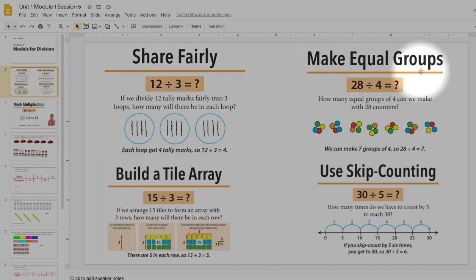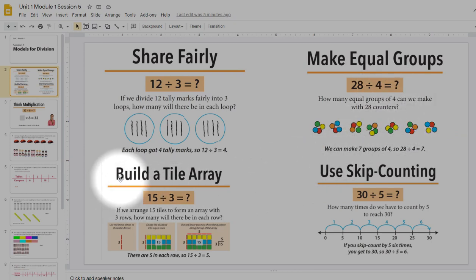We can make equal groups again. So if we had 28 divided by 4, how many equal groups of 4 can we make? So you could just do, if we had 28, you go 1, 2, 3, 4, 1, 2, 3, 4, all the way up to get your answer.